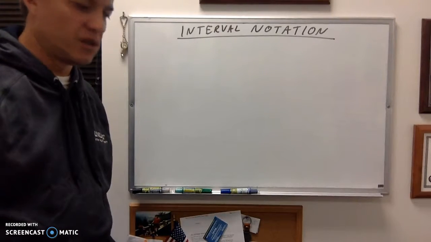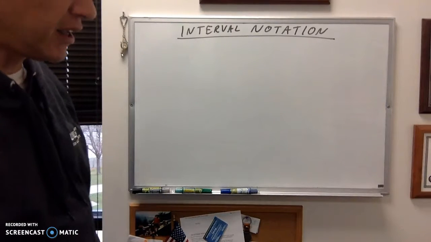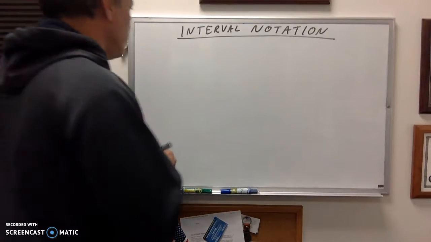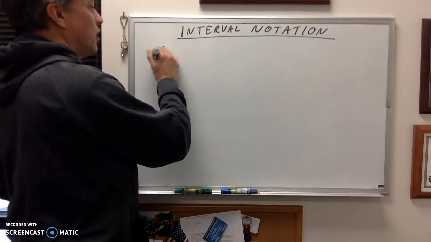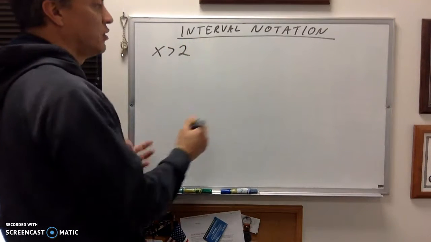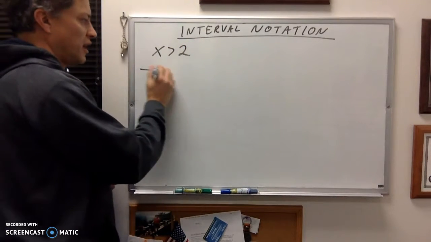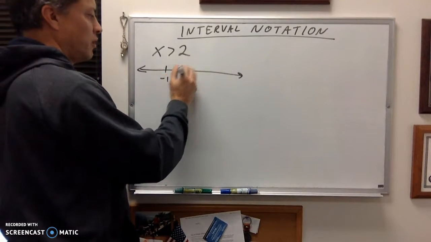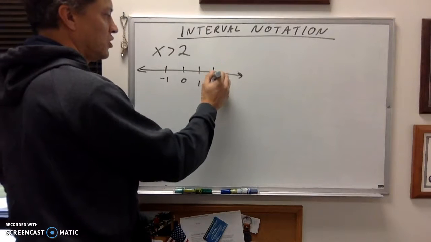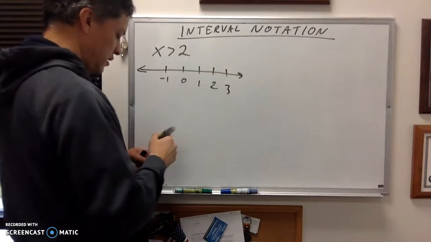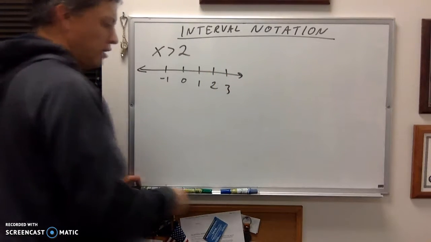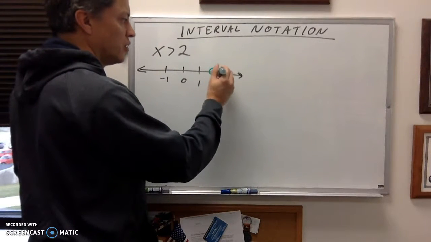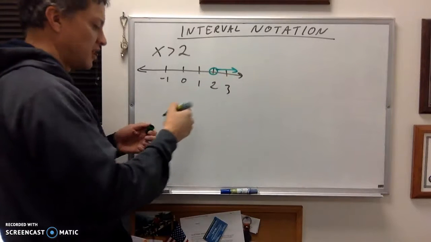Hi everyone. So in this video, let's take a look at what is interval notation. So if we had an inequality like, say, x is greater than 2, on the number line we've got -1, 0, 1, 2, 3, and so on. Now back in the day, you probably would have seen it as an open circle moving to the right, and that's how you would graph that, right?